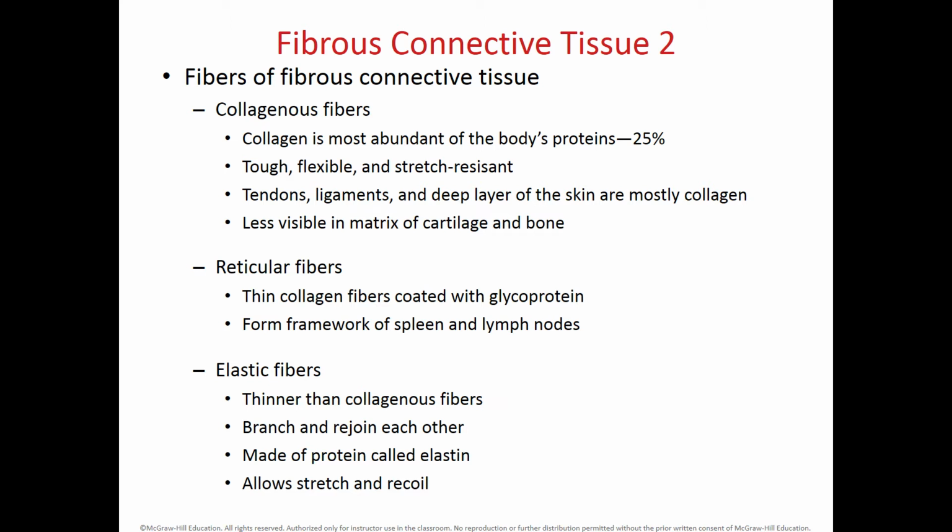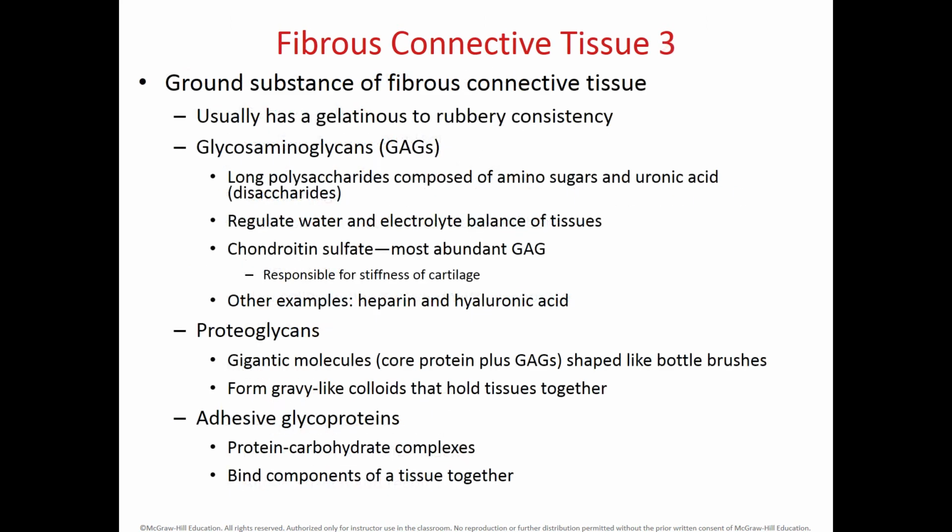The thinnest type of fibers within the fibrous connective tissue will be the elastic fibers. So they are very, very thin, and they branch and rejoin each other, and they are made out of protein that we call elastin. So reticular fibers and collagen fibers have collagen protein, but the elastic fibers have elastin. And this elastin is very flexible, allowing the elastic fibers to stretch and recoil. That's why they are called elastic fibers.